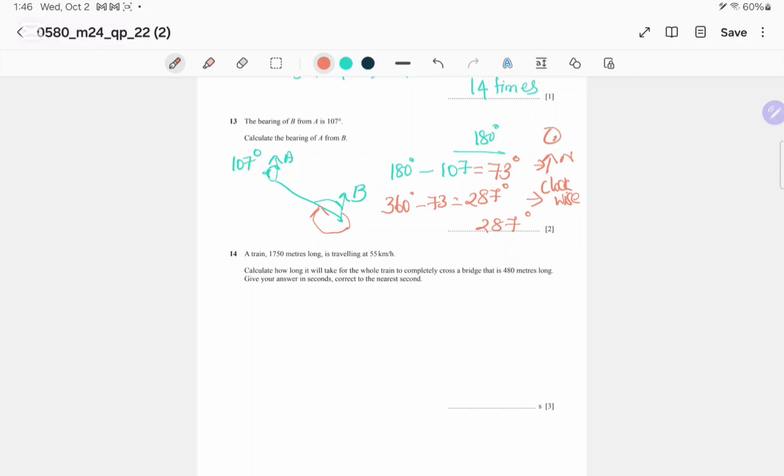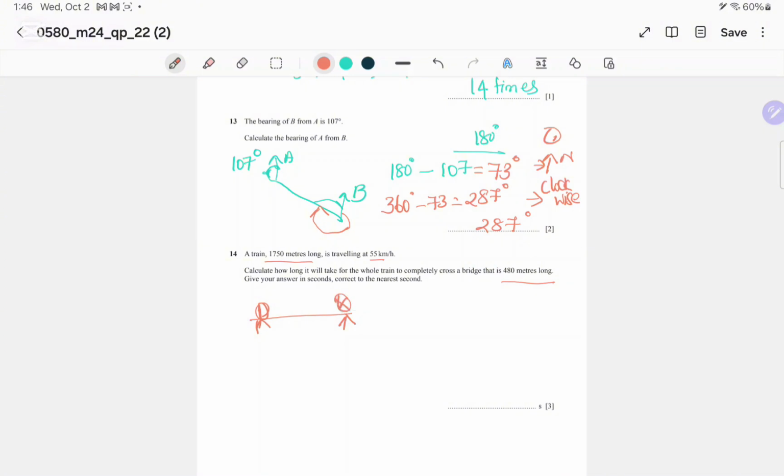Coming to the next question, the 14th question. A train is 1750 meters long, traveling at 55 km per hour. Calculate how long it will take for the whole train to completely cross the bridge. The bridge length is given as 480 meters, and the train length and speed are also given. To cross the bridge, if the train starts from here, it crosses from this point.